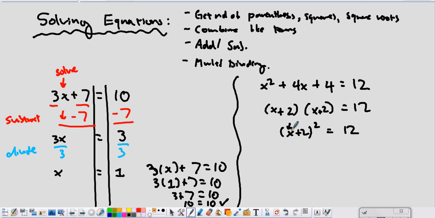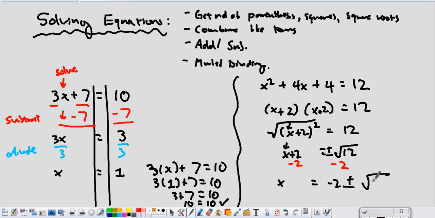In order to solve for x by itself, I'm going to need to get rid of this square, and I need to get rid of this 2. So that's my first step here, get rid of parentheses if I can. I'm going to take a square root here. That gives me x plus 2 equals plus or minus the square root of 12. Now, finally, I want to keep the x by itself, so how do I get rid of a plus 2? By subtracting 2, minus 2 on both sides. So my final answer is going to be x equals minus 2 plus or minus the square root of 12.